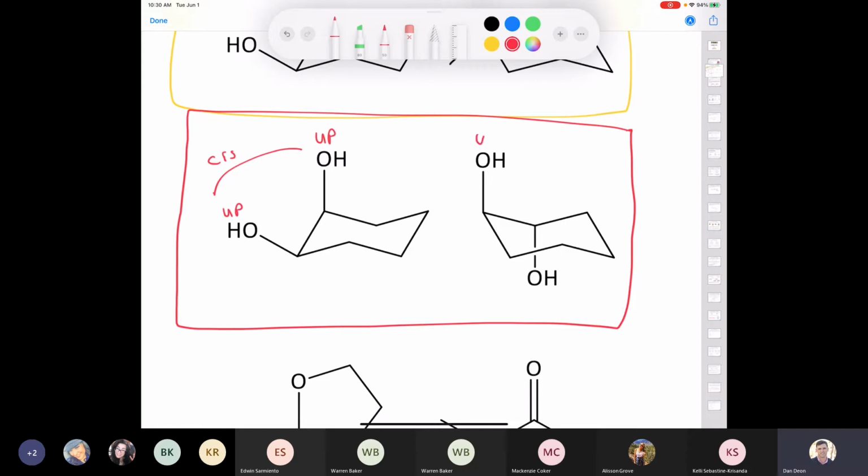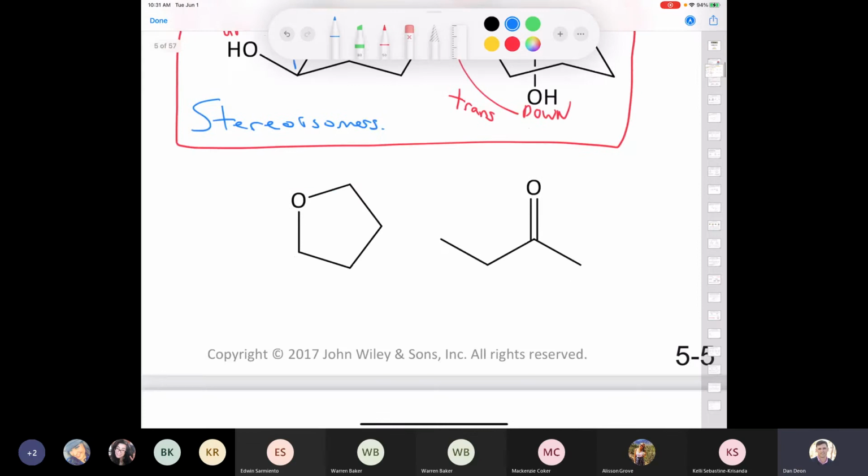But you notice here that this one is going up, axial, and this one's going down. So obviously these two hydroxyls are trans to each other. The connectivity is still 1,2, right? If you want to label it this way, it doesn't matter. These are 1,2, this is 1,2. So the connectivity is the same, but they're stereoisomers because the arrangement of the atoms in space is different. So these are stereoisomers, absolutely.